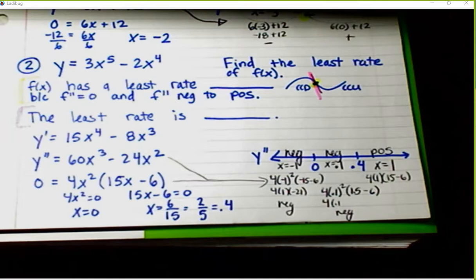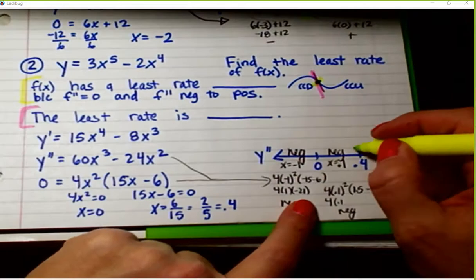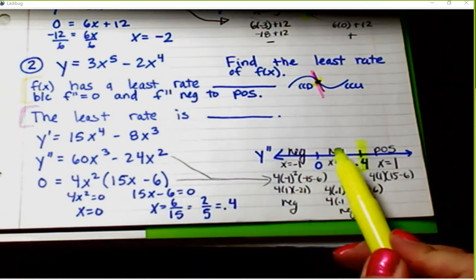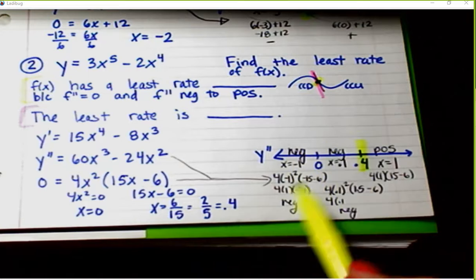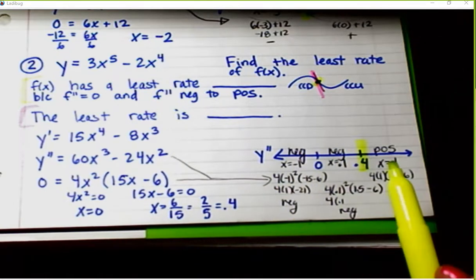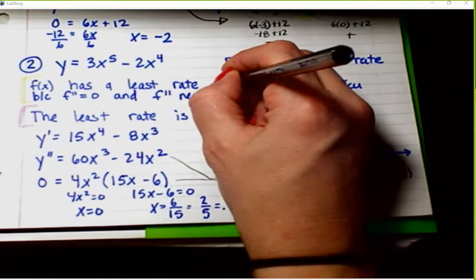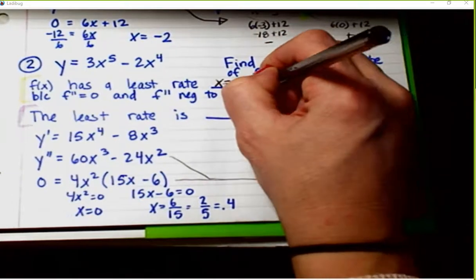Okay, so I got my thing. I'm gonna highlight what I'm looking for. Least rate, so negative to positive, is this spot here because it's changing from negative to positive. Not this first one, right? It's negative, negative, so nothing happens there. Negative, positive. That's the spot. That is my answer. So this is x equals 0.4. Okay, so we need to find the y coordinate.